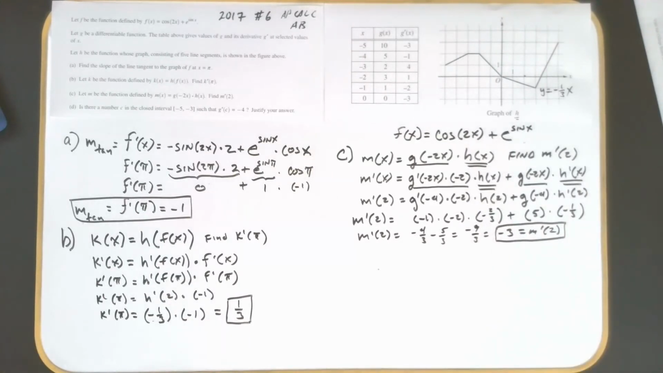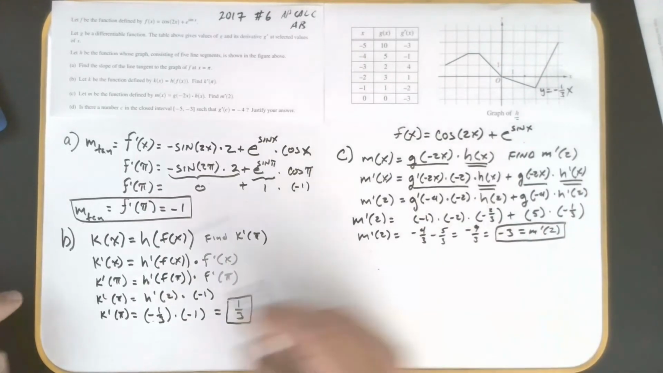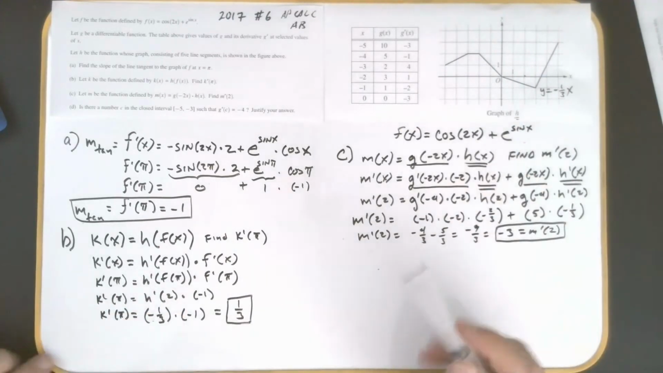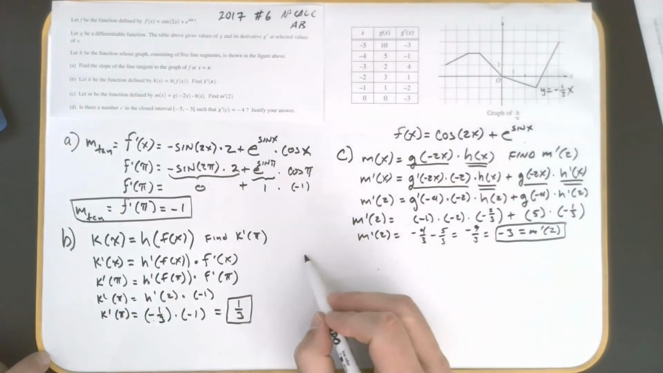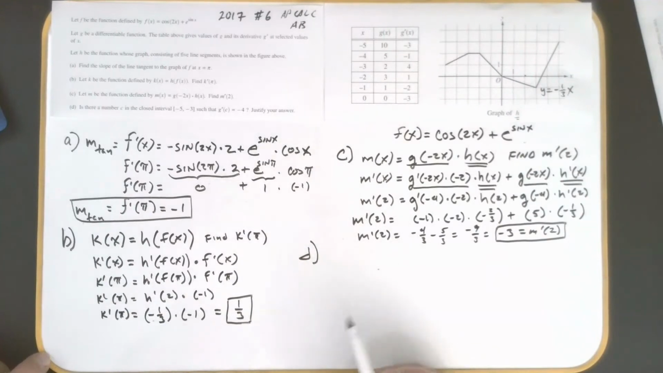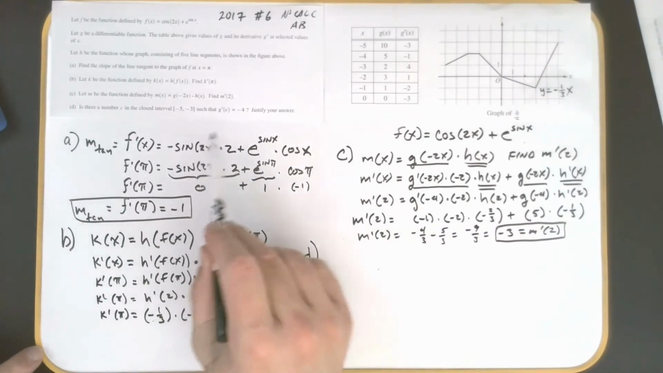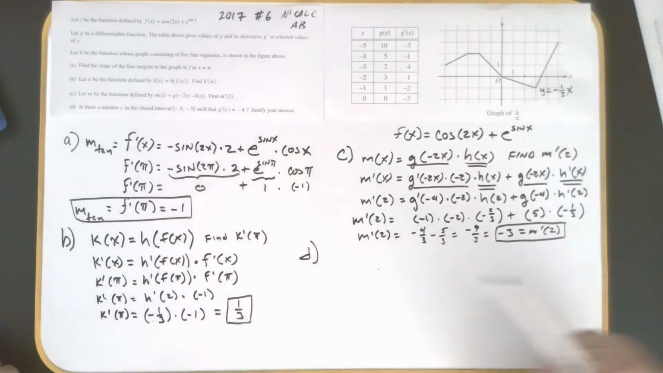Okay, so there's C. So we had two function builds. We had to build K and build M using all of our skills there. Now the final step, it's D. I'm going to put D right there. Now D says, is there a number C in the closed interval, negative 5 to 3, such that the derivative at C is equal to negative 4?